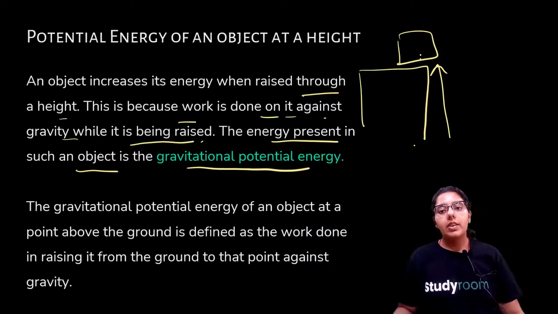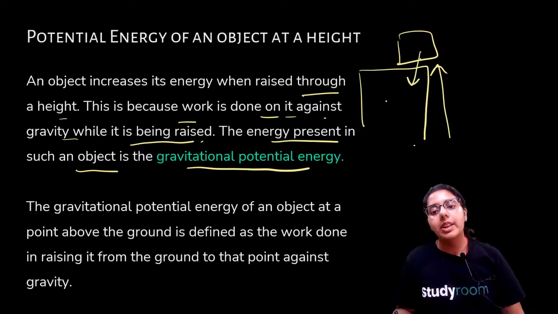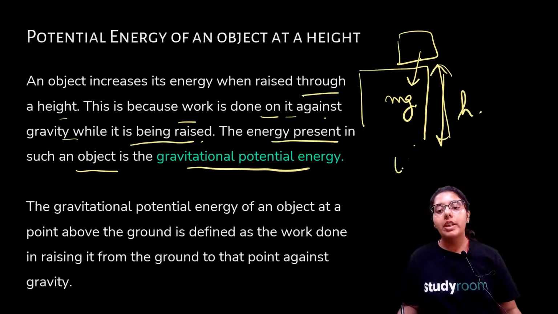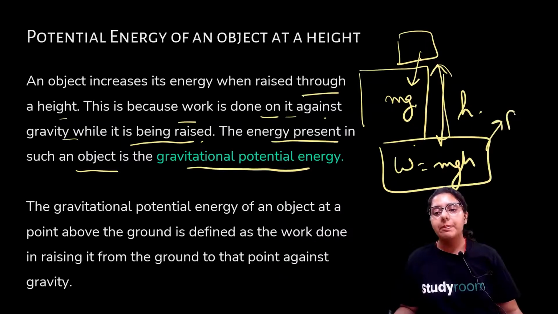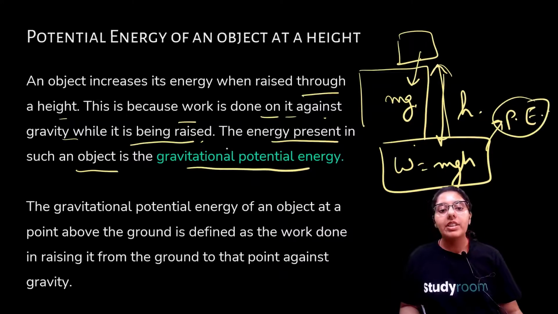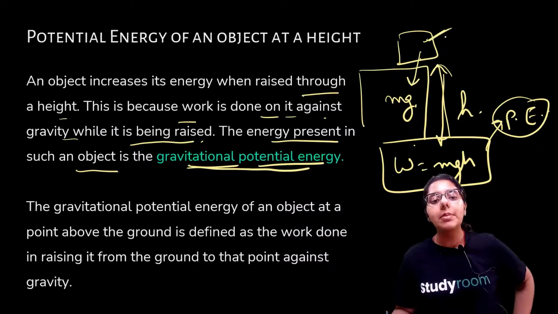You know that the weight of the object is mg, and it is placed at a height of h. So your work done becomes mgh. This is your potential energy. It is known as gravitational potential energy because gravity is acting on it, at some height, where the object is placed.